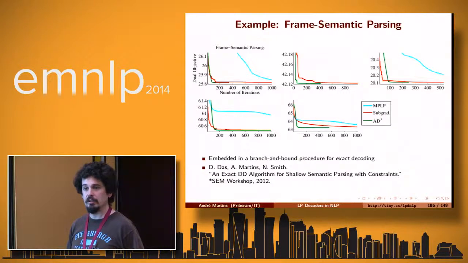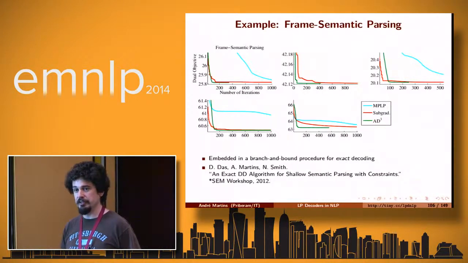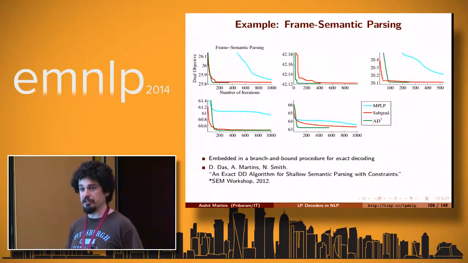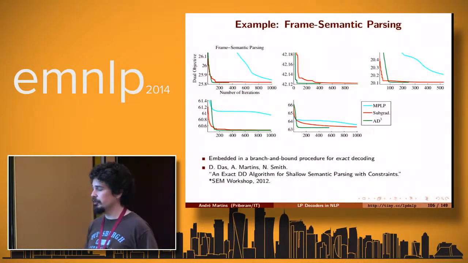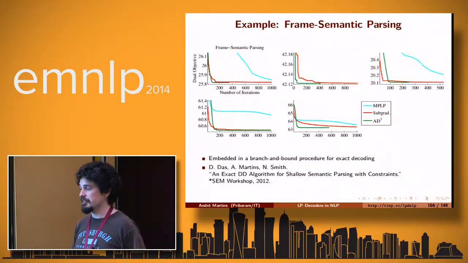So this is semantic parsing. Yeah, this is independent problems for each predicate. So it's basically trying to get all the arguments and all the roles for those arguments. Yeah, so I didn't discuss that in detail, but this is actually a paper where you do exact MAP decoding. So we plug AD cubed into a branch and bound algorithm, and we use that to retrieve the exact MAP.